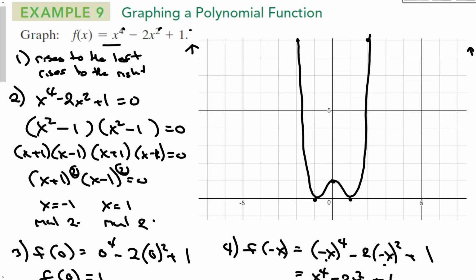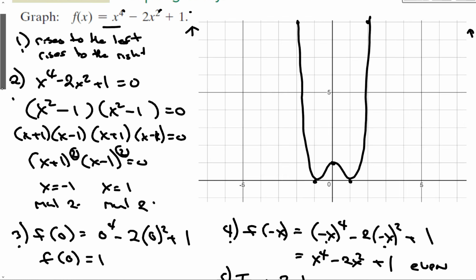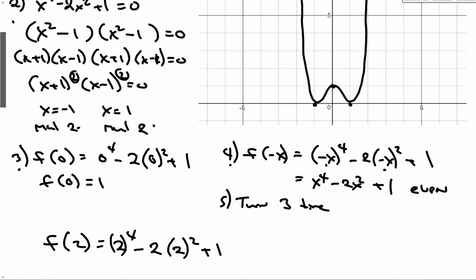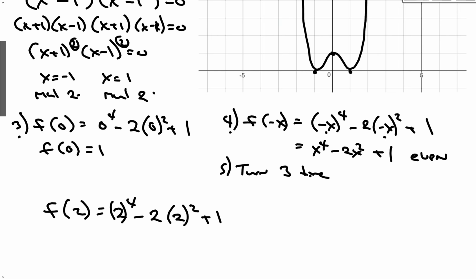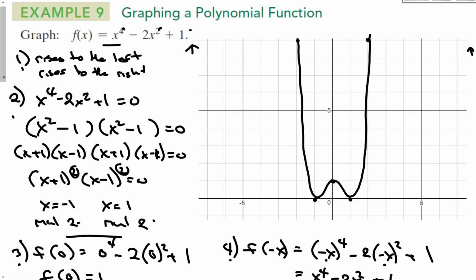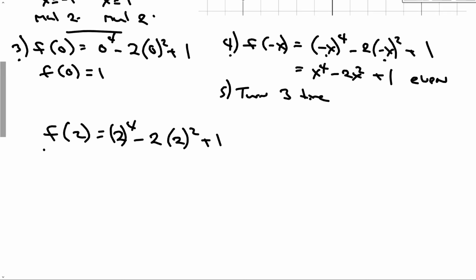Okay? So the steps again: end behavior. Step 2, find the zeros. Step 3, find the y-intercept. Step 4, determine symmetry. Step 5, use the number of turning points. And our last step is to get any extra points that I might need to develop a very nice looking graph.